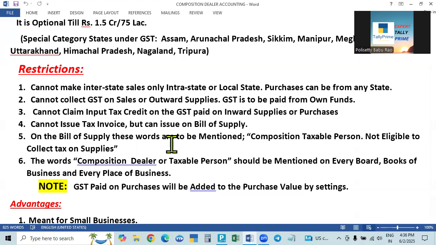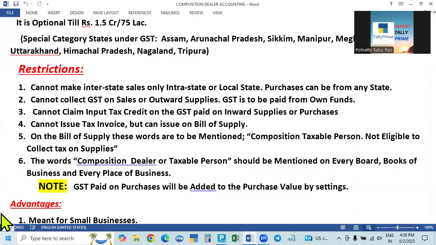That means he can purchase from anywhere, but he cannot claim the ITC. He can sell in his own state only, but he cannot collect the tax. He has to pay the tax at a small percentage from his pocket. Okay. So when he is selling the goods, he is not collecting the tax. He is only supplying the goods. That's all.